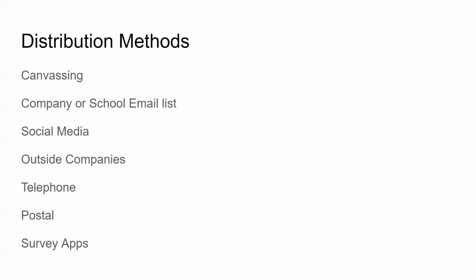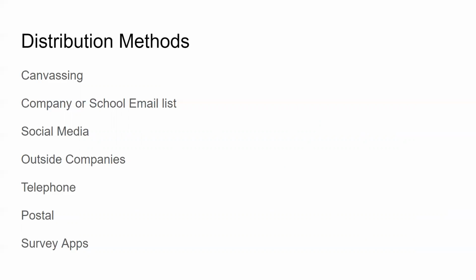So after you decide your population and your sample, you also have to decide how you're going to distribute the questionnaire and collect the information. This has changed a lot over the years, starting with traditionally things like canvassing, where you're going out and talking to people on the street, using a telephone or using like the postal service to try to reach people in their homes, where that was very time consuming and could take a lot of time and effort.